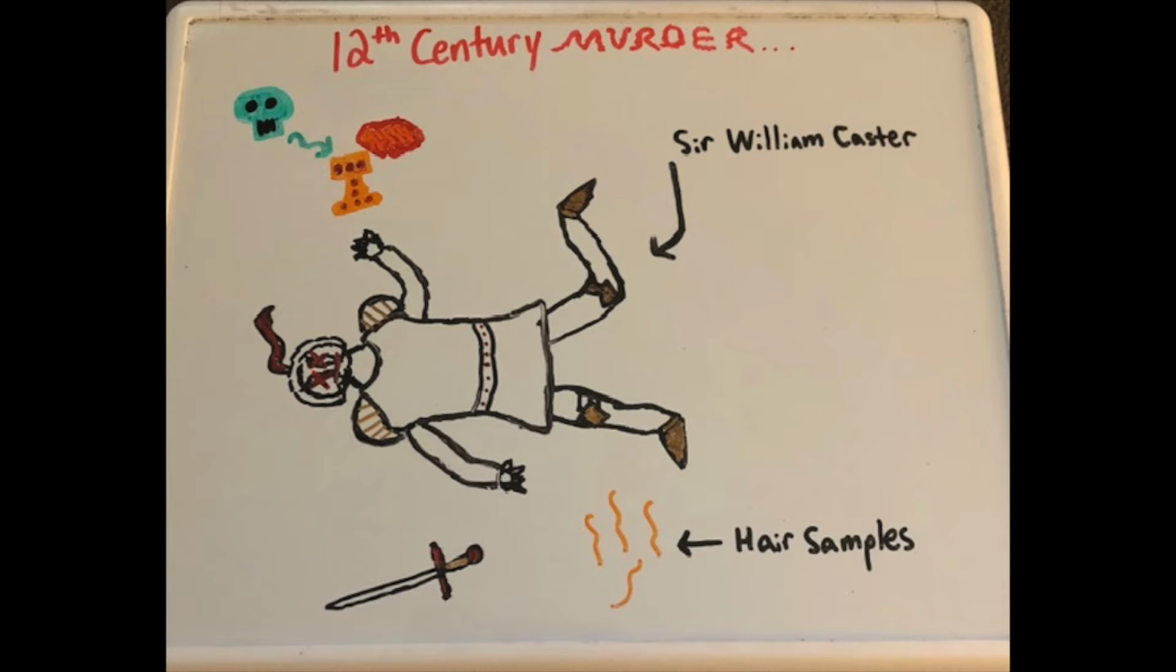1,000 years later, a private DNA investigator took it upon himself to study these ancient pieces of hair evidence to see whom among the four suspects was actually the one who poisoned Sir William Castor's ale.